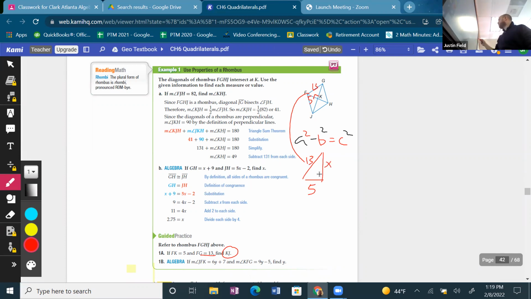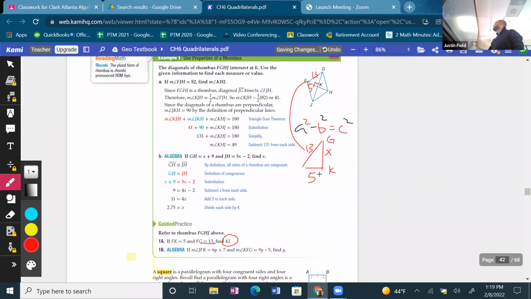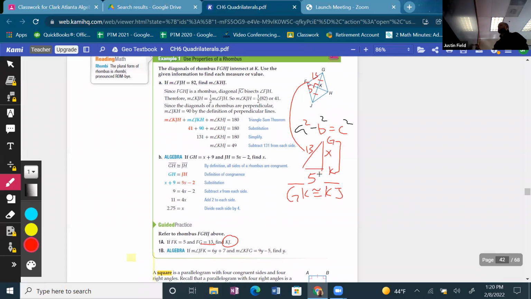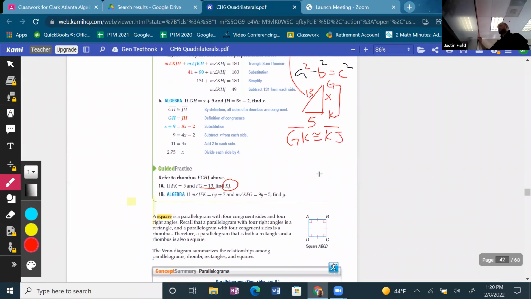Pythagorean theorem time. We can figure out GK, right? This is GK. And if we do that, here's the thing. We can figure out GK, and we know that it's congruent to KJ. And why is that? Because the diagonals bisect each other. Of course, because it's a parallelogram. A rhombus is a parallelogram. Okay, so you can go and you can do that with the Pythagorean theorem.